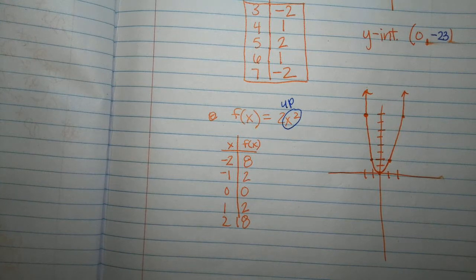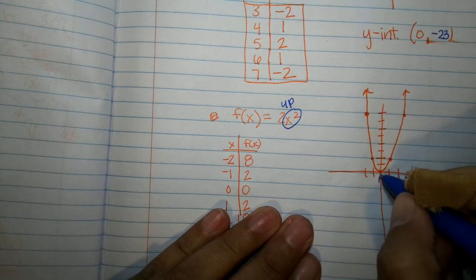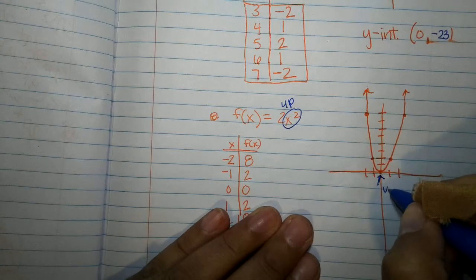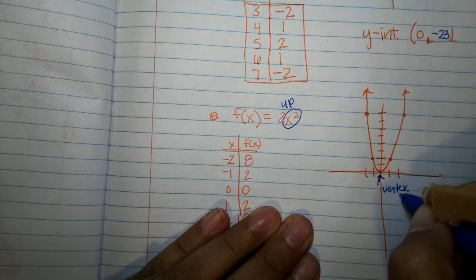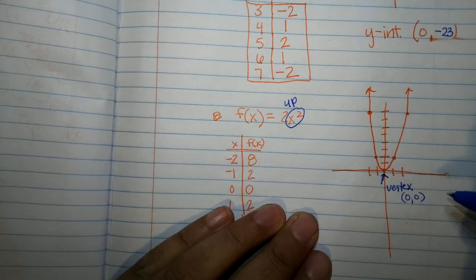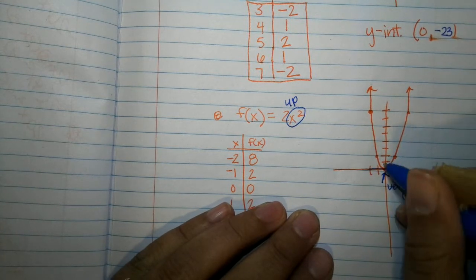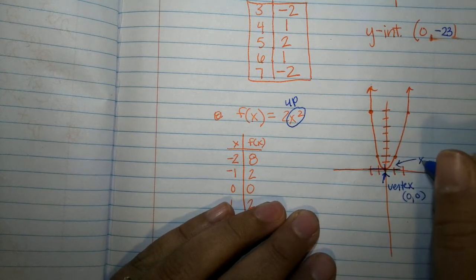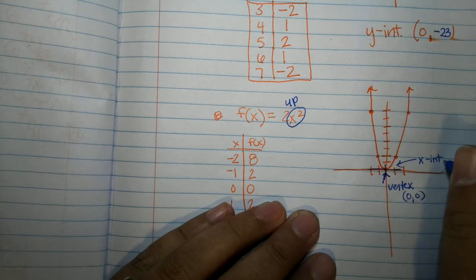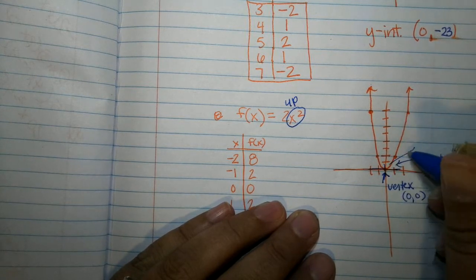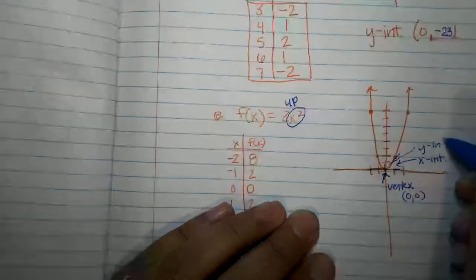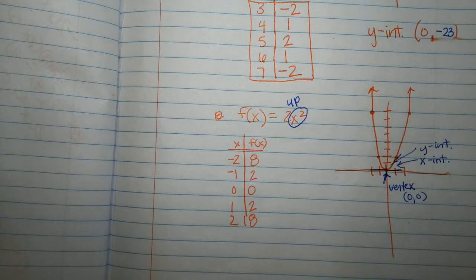Okay, so our vertex right here, that's where it changes direction. And it's actually on 0, 0. Guess what? That's also our x-intercept. And guess what? It's also our y-intercept where it crosses our y. We didn't even have to plug in 0. Well, we did plug in 0, but.